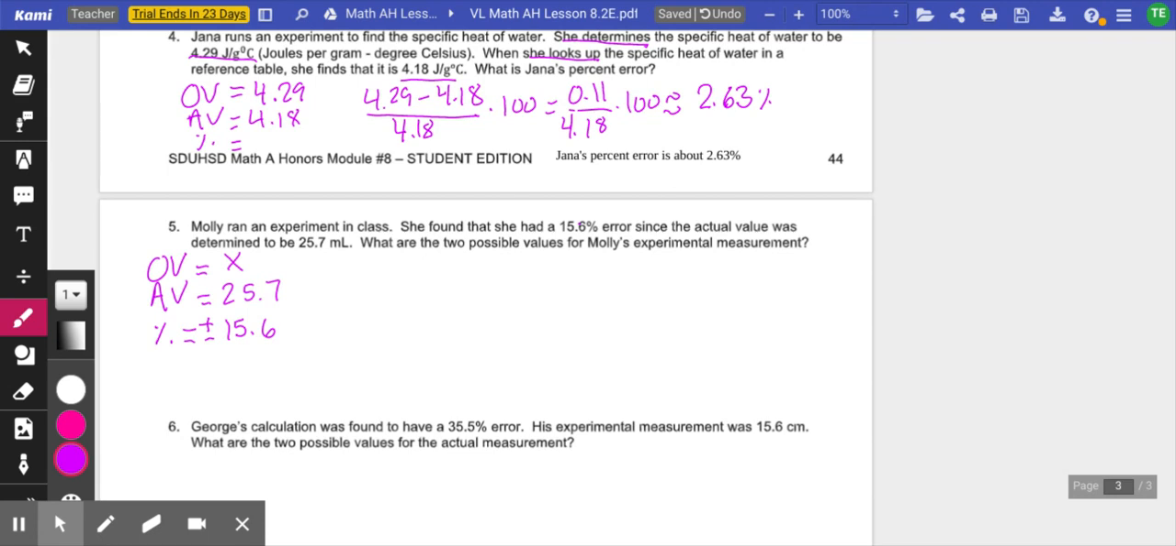We have to go to the observed, so x minus the accepted, 25.7, over the accepted, 25.7, times 100, equals plus or minus, can't forget the plus or minus, 15.6. We have to solve this equation. So I'm trying to get the x by itself. Remember, we're trying to undress the x. So first, I'm going to undo the times by 100. So I'm going to divide both sides by 100. That's going to be my first step.